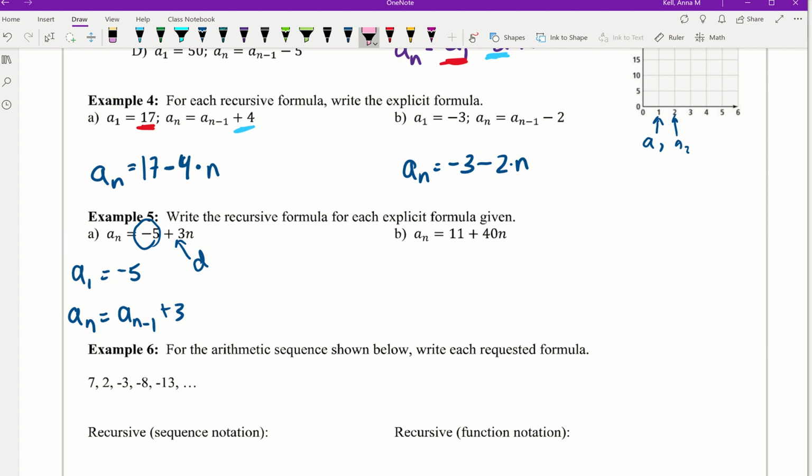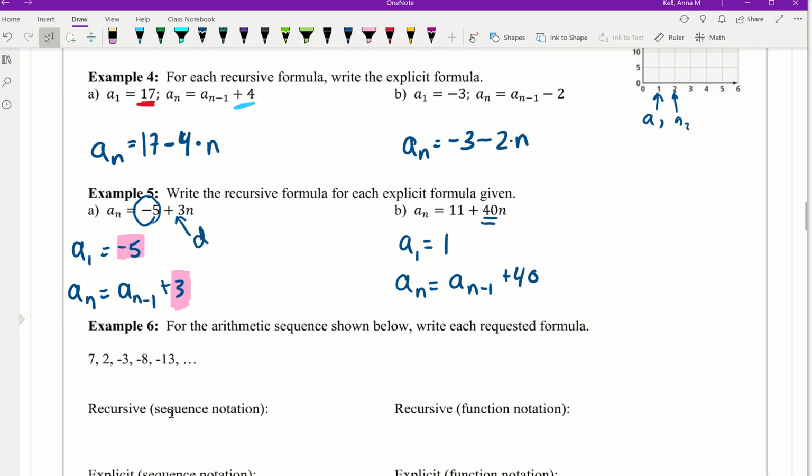Okay, so again, for recursive, I need to have a specific A1 and a specific D. In the same sense, for this one, my A1 is 11. I can see that my D is 40. So I'm going to say AN is equal to AN minus 1 plus 40.